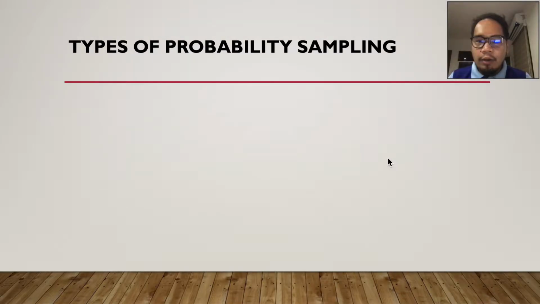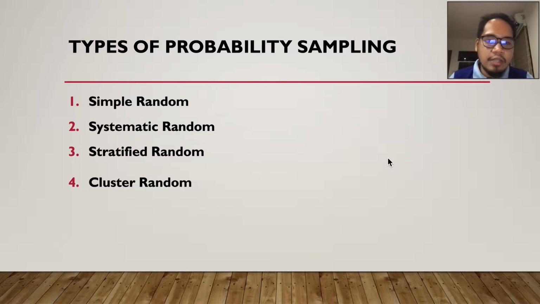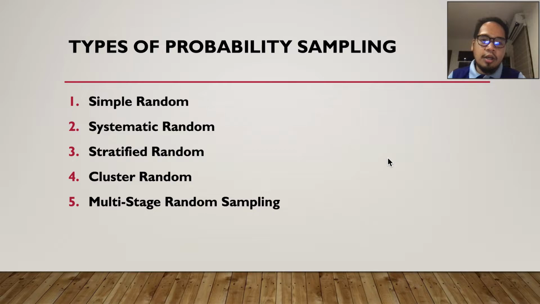Now, we know that there are different types of probability sampling. We have simple random sampling, systematic random sampling, stratified random sampling, cluster random sampling, and multi-stage random sampling. So we will discuss them in great detail, and I mean each one of them. We'll start first with simple random sampling.